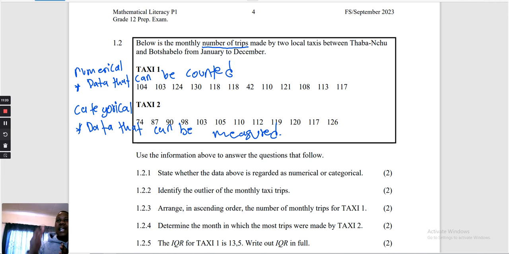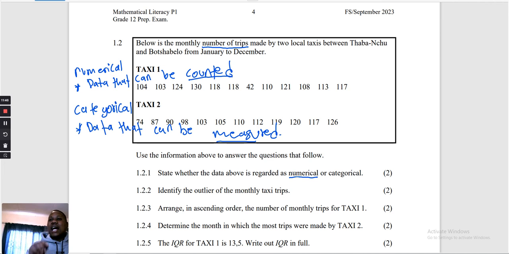Let's check. Here they talk about the number of the taxis. I mean the number of the trips. So the number of the trips, can they be counted or they can be measured? Okay, so now we know that when you need to know how many trips the taxi took, they have to be counted. The trips have to be counted. You understand? It means this is a what? This is a numerical data.